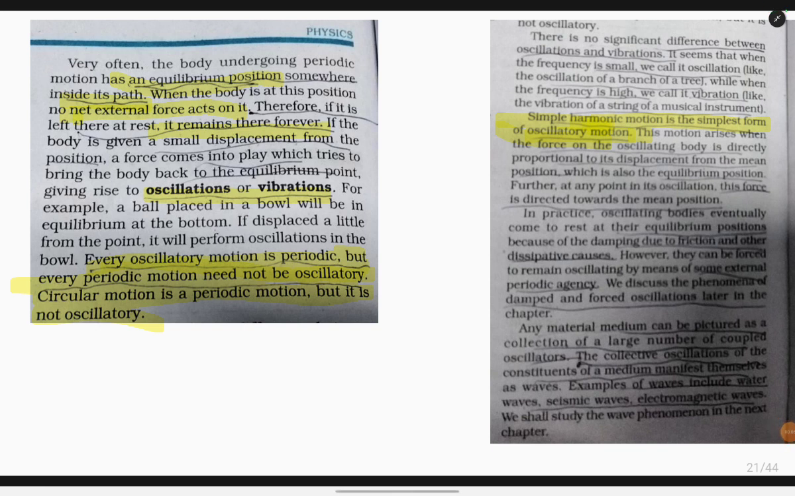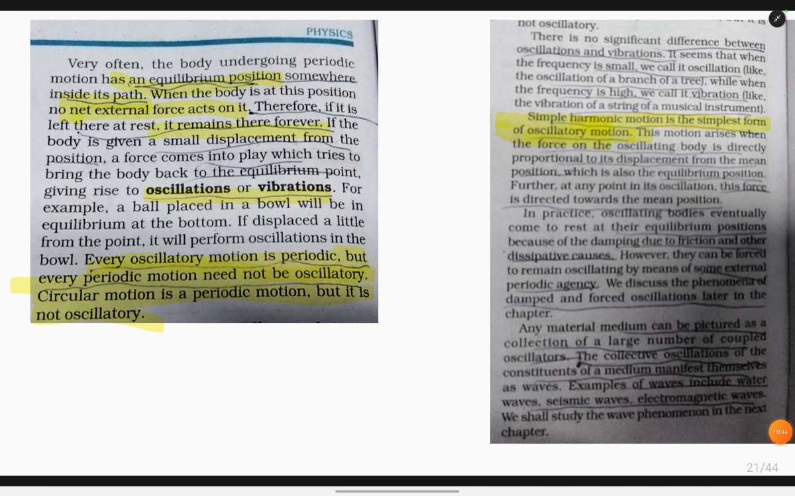So let's move on to the next topic, about the relation between oscillatory motion and periodic motion. I have already explained in the last slide. Please highlight the point: every oscillatory motion is periodic, but every periodic motion need not be oscillatory, and the circular motion example is very very important. Next point: simple harmonic motion is the simplest form of oscillatory motion. Please highlight that point.